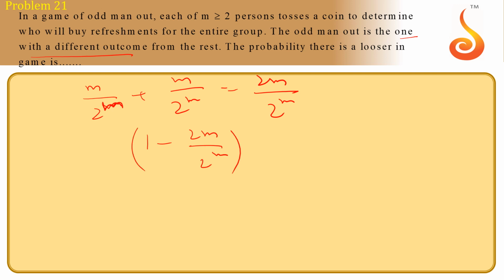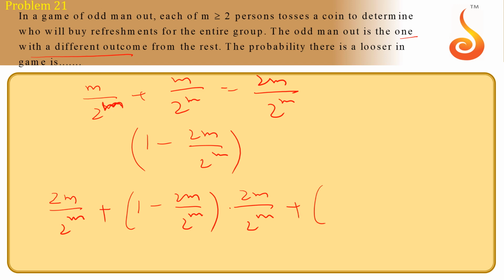Then you can write a series. So in the first throw itself, there is a chance that the game will be over, this. Suppose in the first throw you did not get any odd man out. That is 1 minus 2m by 2 power m, into, in the second throw, 2m by 2 power m. Plus first throw 2m by 2 power m. Second throw also same. Third throw, power 2, and so on. This is the answer.